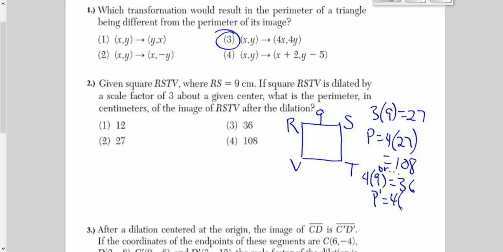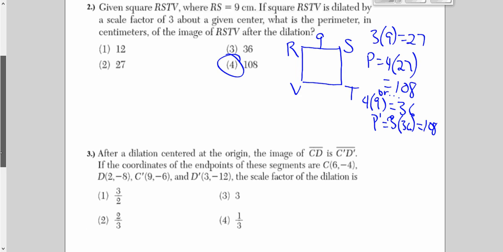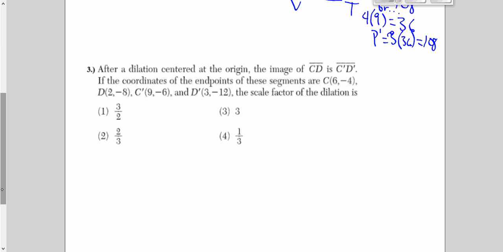Wait, what did I do? Oh, I'm doing the scale factor, yeah. I was mixing that one up. 3, yes, sorry. 3 times 36, which is also 108, right? Either way. Moving along. Number 3.